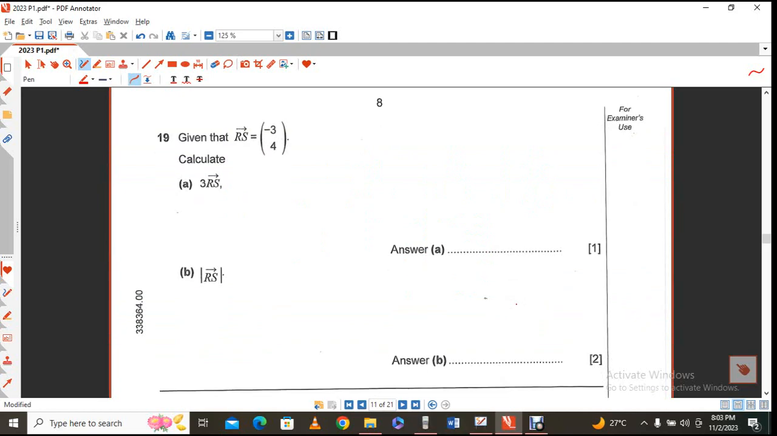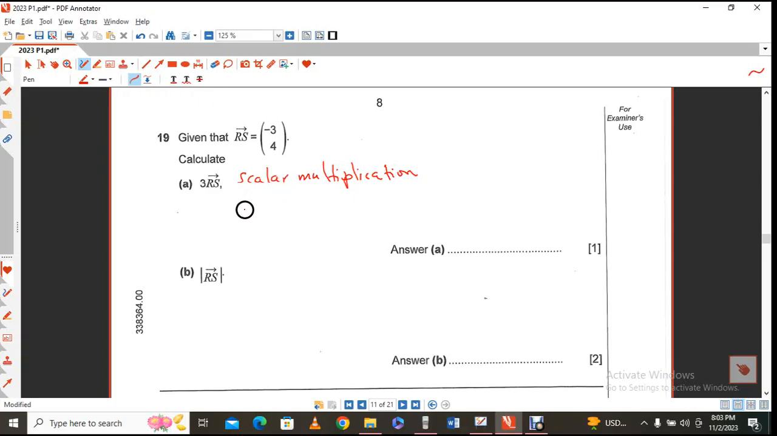Given that vector RS is negative 3, 4, so that's the x component, we need to find 3 times that. So this is scalar multiplication. Scalar multiplication just implies that I must multiply that whole vector on top by 3, or it's extended 3 times.